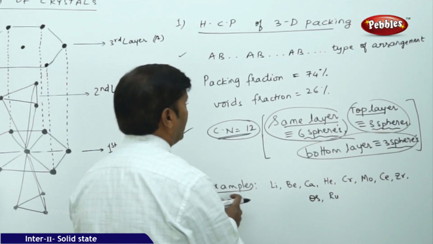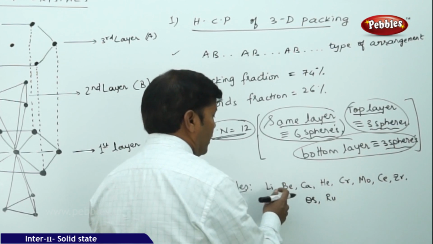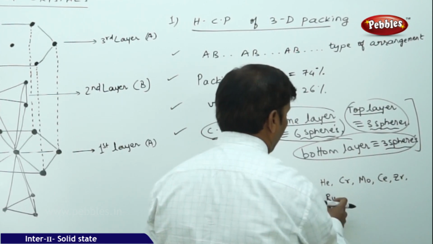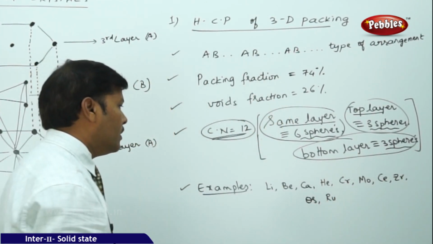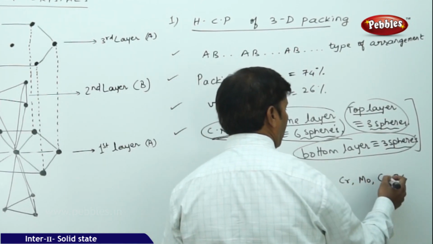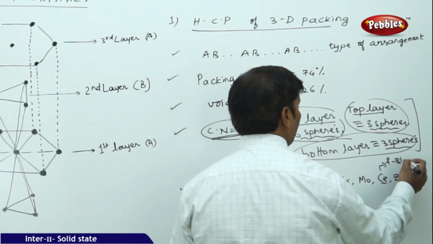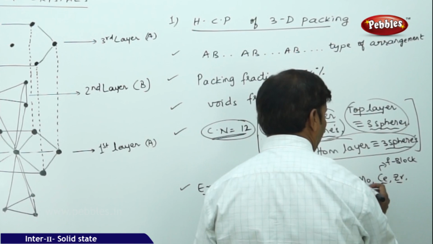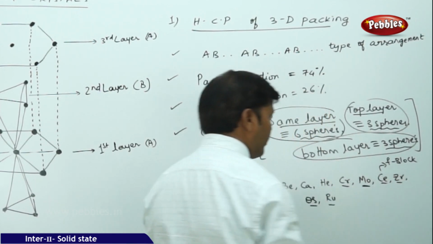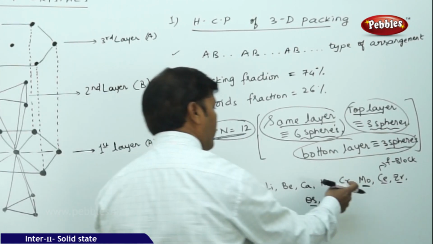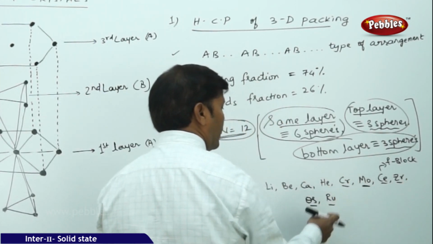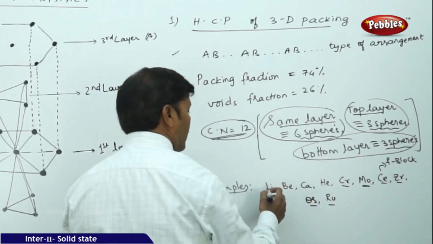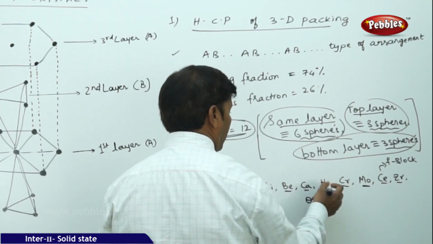So here, if you go to the examples of hexagonal closed packing, HCP, of 3D packing: lithium, beryllium, calcium, helium, chromium, molybdenum, cerium, zirconium, osmium and ruthenium. What we are noticing here is there is only one element which belongs to F block, cerium. But zirconium, osmium, ruthenium, chromium and molybdenum belong to D block. So chromium, molybdenum, zirconium, osmium, ruthenium are the D block elements, and cerium is the only F block element, and lithium, beryllium, calcium and of course helium.